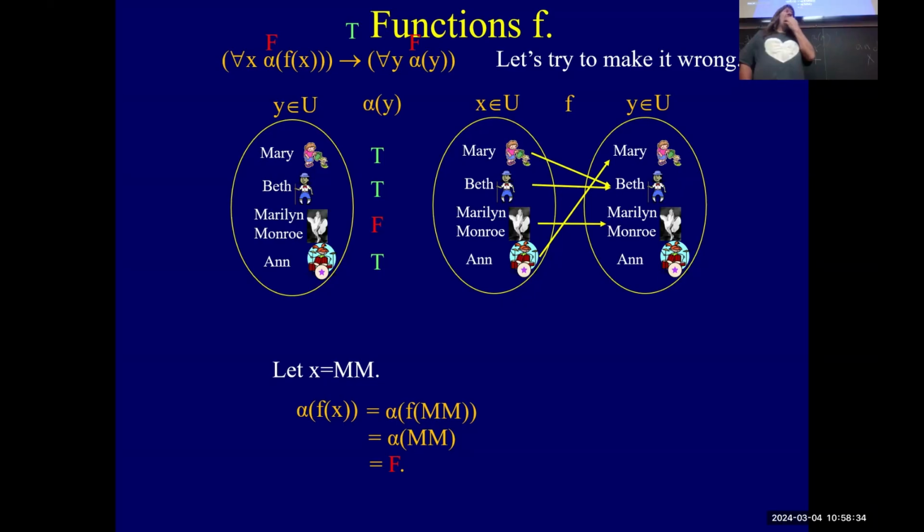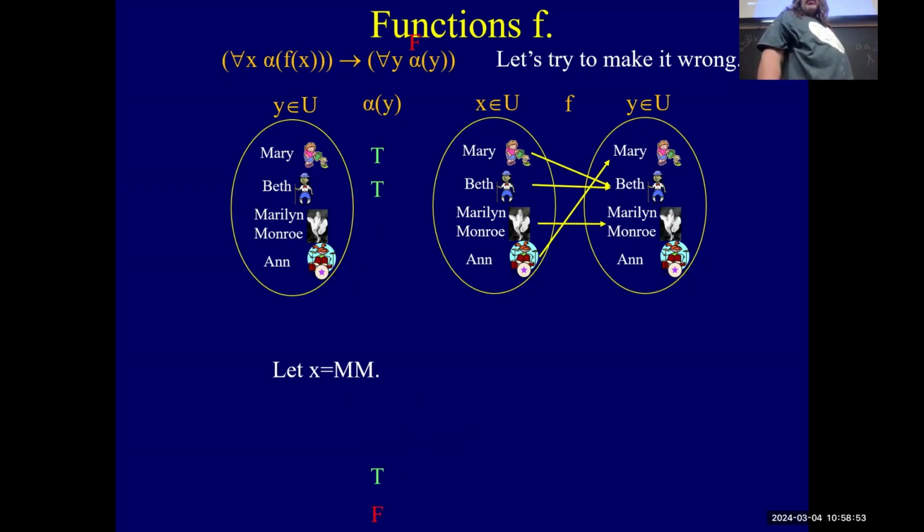So what does that mean? Well, it means we came up with one universe in which it was true. Does that prove anything to us? No, it doesn't prove it's not valid. It doesn't prove it is valid. So we try again.